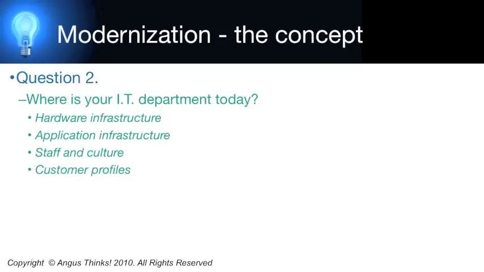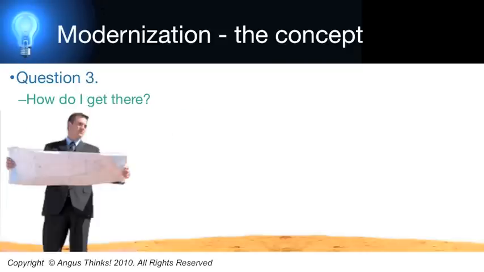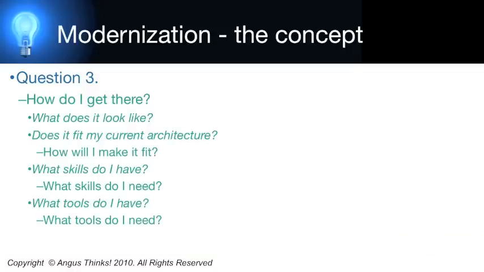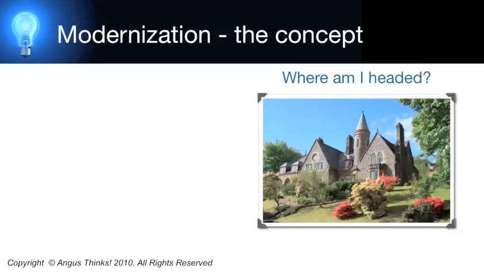Now, question 1 and 2 are important, because question 3 is, how do I get there? How do I get there from here? If I wanted to start today to move to where I would have an IT department that looks like I built it today, what does that look like? And how does it fit my current architecture? Does it fit at all? What skills do I need? And compare that to what skills I have. What tools do I need? What tools do I have? And that's modernization.